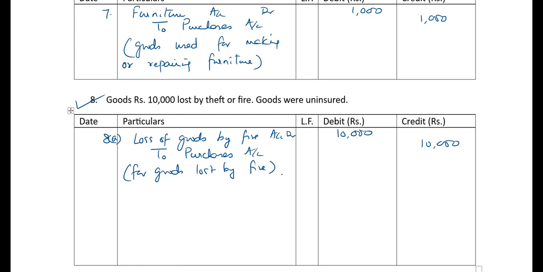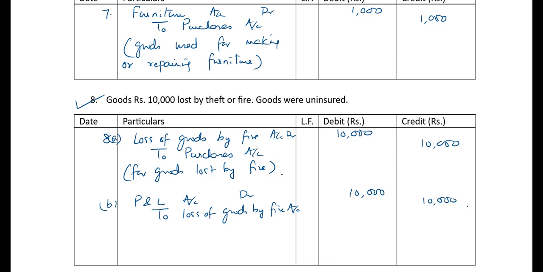Now the goods are uninsured, so the entire loss has to be borne by the business. The loss will be debited to P&L account. So P&L account debit to loss of goods by fire, ₹10,000, will be transferred to the P&L account, for transfer of loss to P&L account.